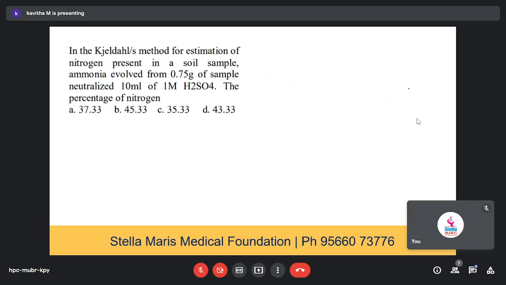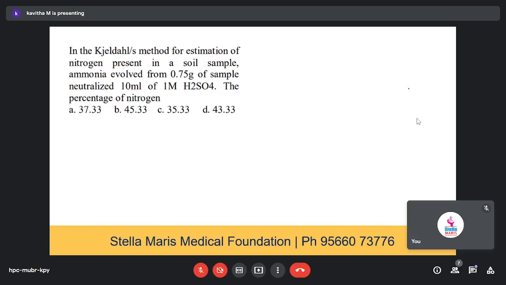Yes. So this is the experiment we have studied, that is the estimation of nitrogen present in the soil sample in Kjeldahl's method. Ammonia evolved from 0.75 grams of sample neutralized with 10 ml of 1 M sulfuric acid. What will be the percentage of nitrogen?